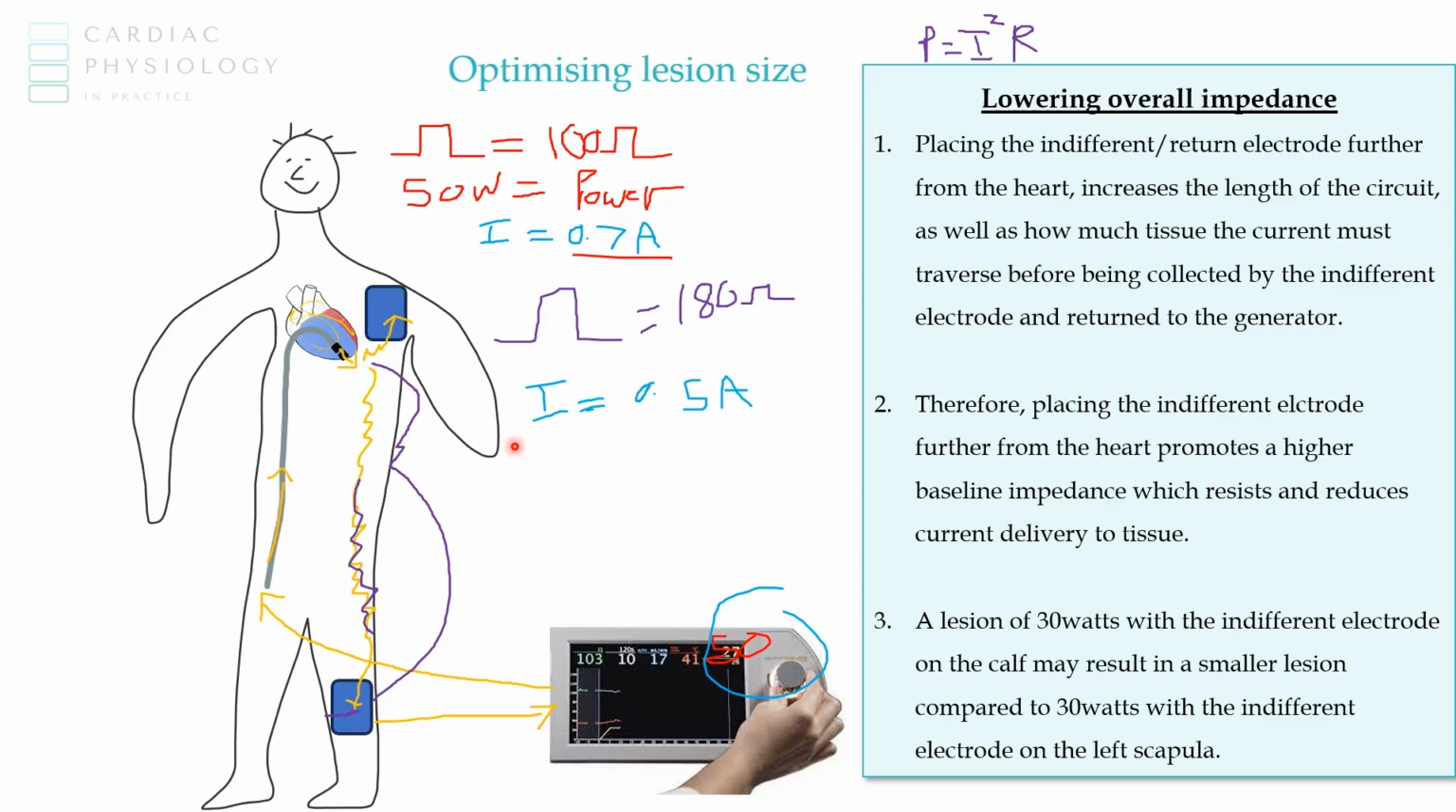In general, placing the indifferent electrode, or the return electrode, closer to the heart results in a lower baseline impedance because there's less tissue between the heart and the return electrode, and therefore more current delivery, and therefore more heating, and therefore greater lesion size. Placing the return electrode far away from the heart increases circuit resistance, impeding current flow and impeding lesion formation.